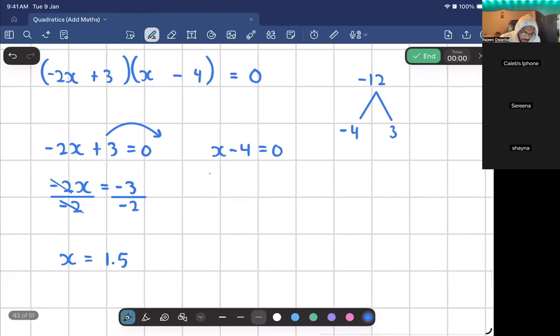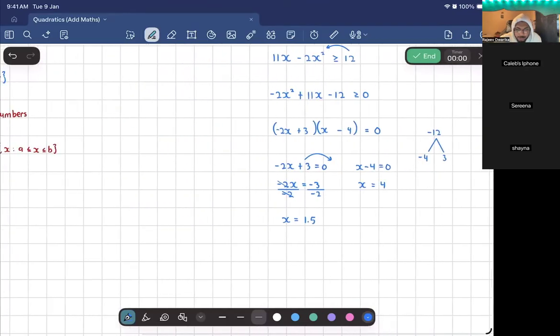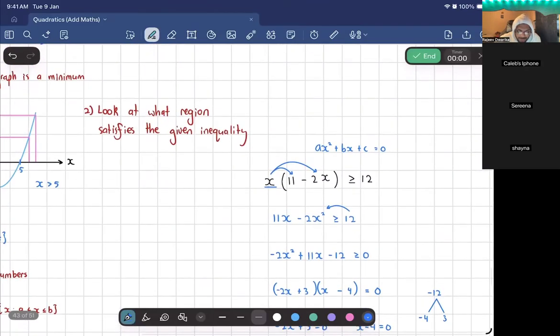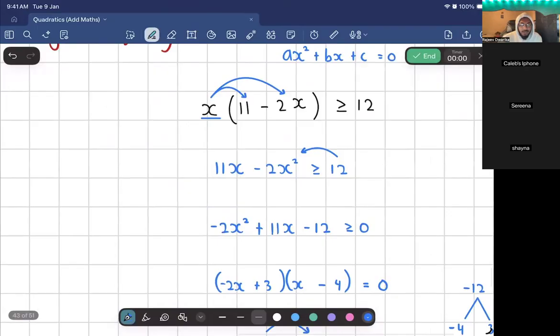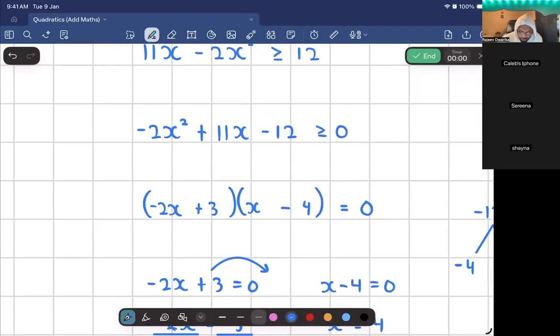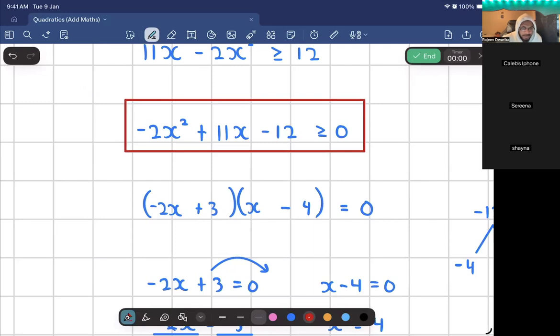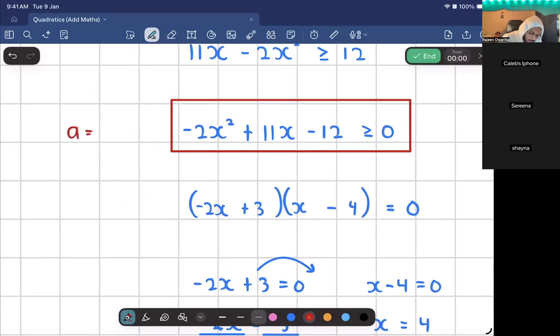All right, so let's continue. How would I solve for x over here? X equals 4. Great. So do I have my roots now? Yes. And this graph, will it be a maximum or minimum? To figure that out, we are going to look at this point over here. Was the number in front of x squared a positive or a negative number? A negative number. So a was equal to negative 2. Therefore, is it a maximum graph or a minimum graph? A maximum.